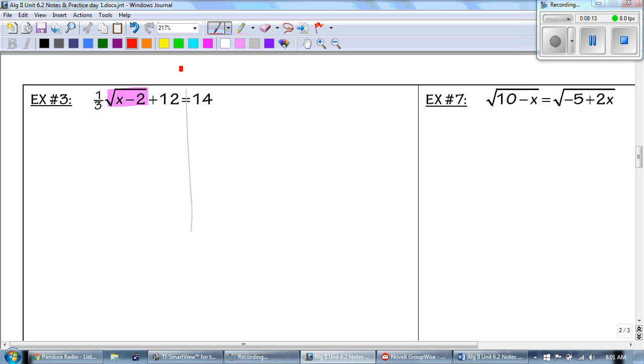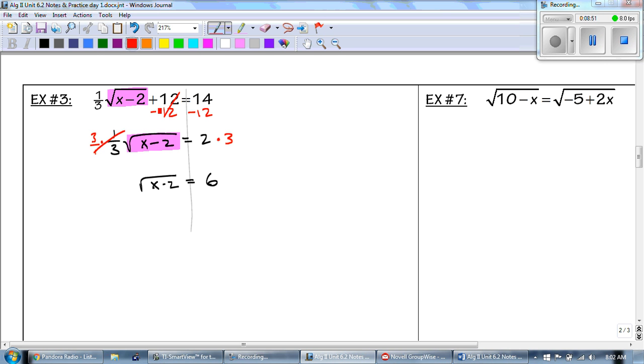So we have to use SADMAP. So I see addition. I'm going to cancel addition with subtraction. We have the 1/3 x minus 2. 14 minus 12 is 2. And I'm not by itself yet. Nope, nope, nope. So I got to get rid of a fraction. To get rid of a fraction, I multiply by the reciprocal, which is 3.